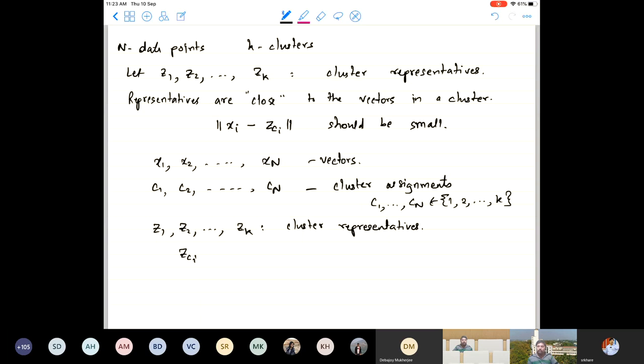Now, what are the doubts? Sir, is the cluster representative part of that cluster, or is it just a general vector? It may or may not be part of the given data set. The algorithm that we are going to see today will be such that mostly these will not be part of the given data set, but they all belong to Rn.